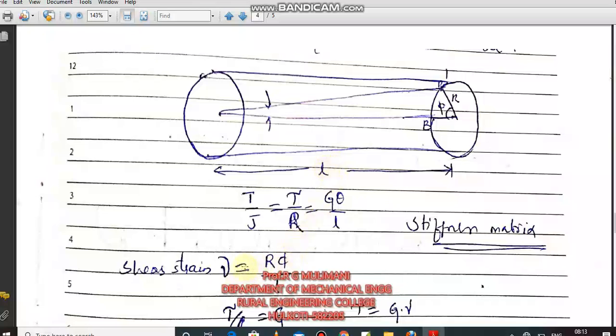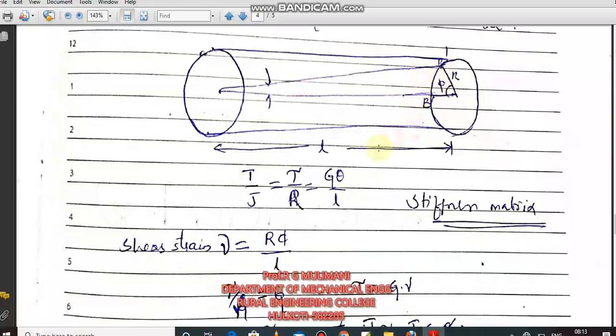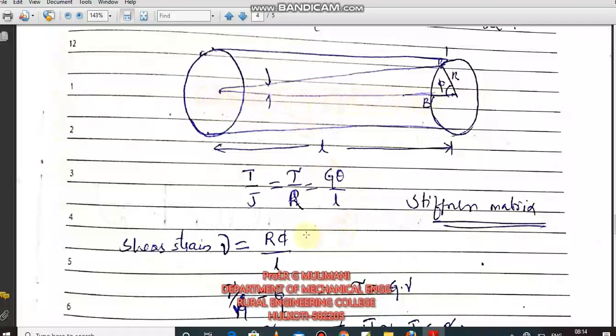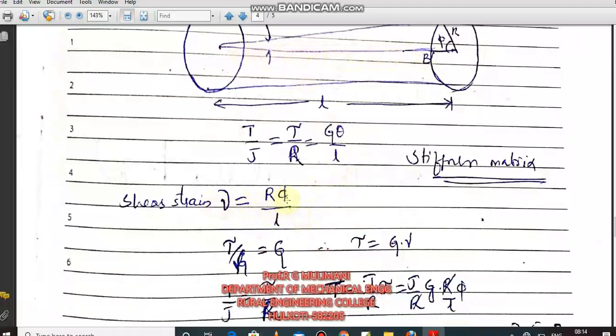What is the twist here? The point B changes to B dash. So how much is this change in the arc? It can be calculated from the arc, where the radius is R and it makes angle phi. So the arc length, that is the change at this point, is R phi, the angular displacement. Change in displacement divided by original length L is the shear strain, and tau is the shear stress.